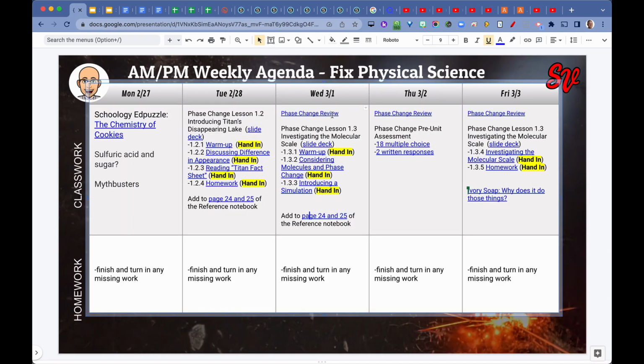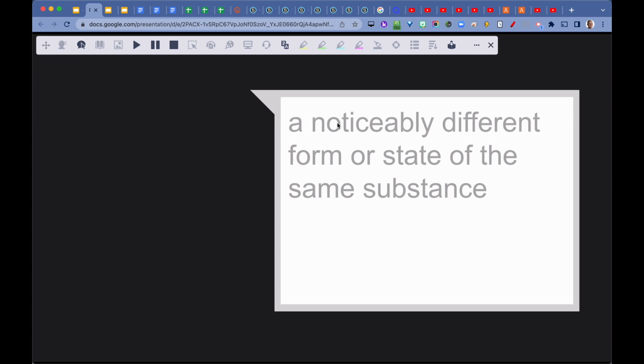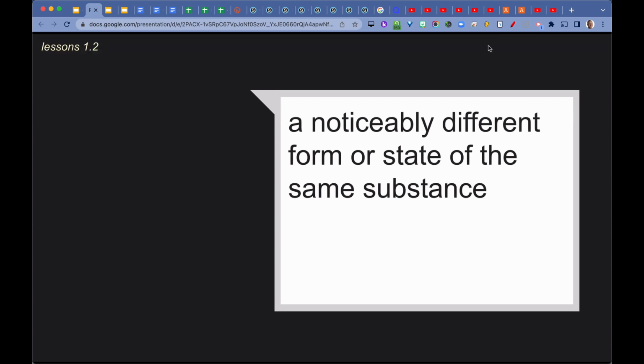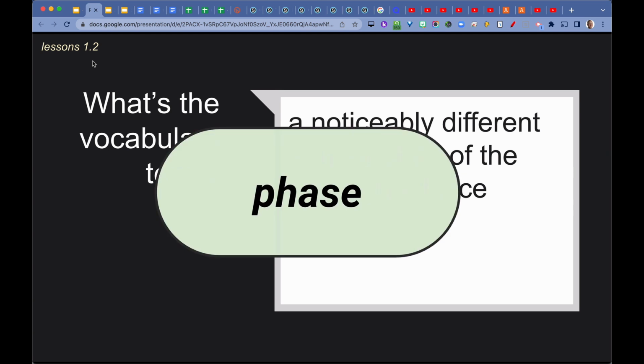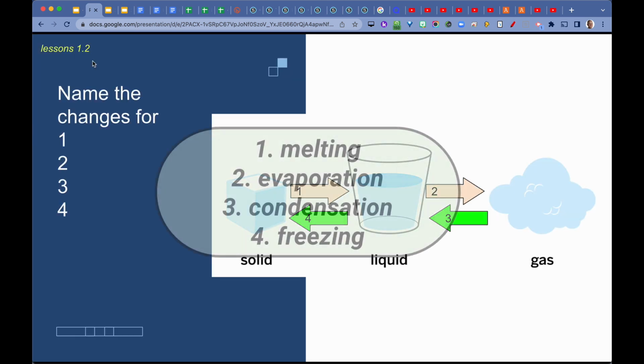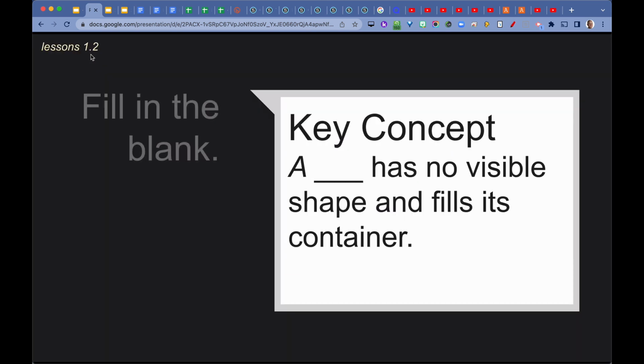Also, at the beginning of each class, we have phase change review. So we have questions based on the previous day's lesson that we go over so that we can kind of build our knowledge base of these concepts.